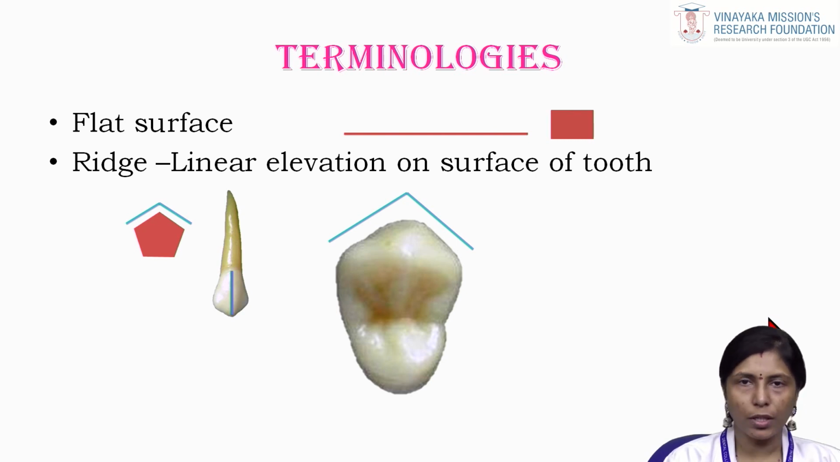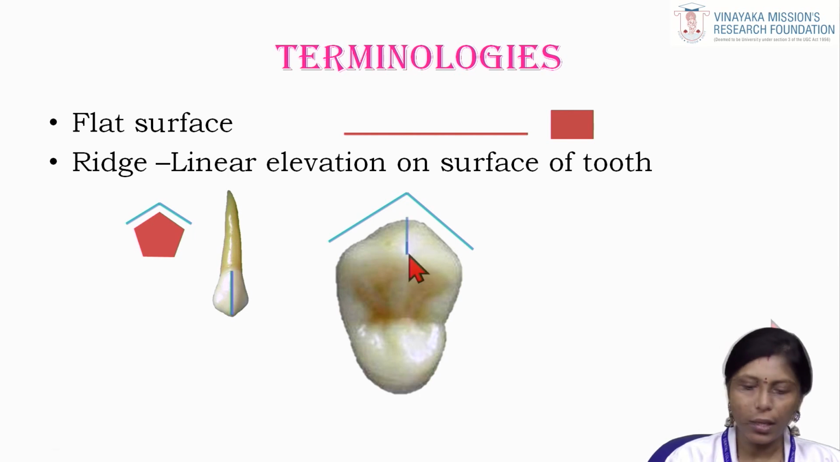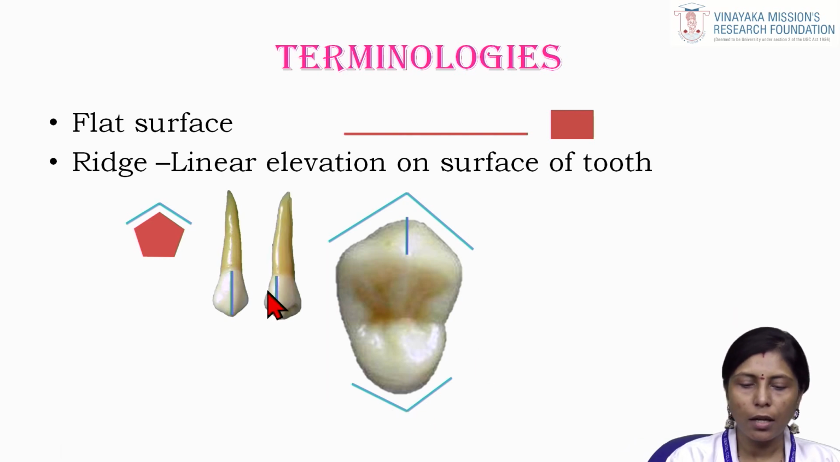Based on the location of the ridge, you name it as labial ridge, lingual ridge, palatal ridge, and so on. So based on the surface where you see the ridge, you give the terminology labial ridge or buccal ridge. In the occlusal aspect, you can appreciate the ridge here. Likewise, this is the buccal. This is going to be the palatal or lingual aspect. So here the ridge, you call it palatal ridge or lingual ridge.